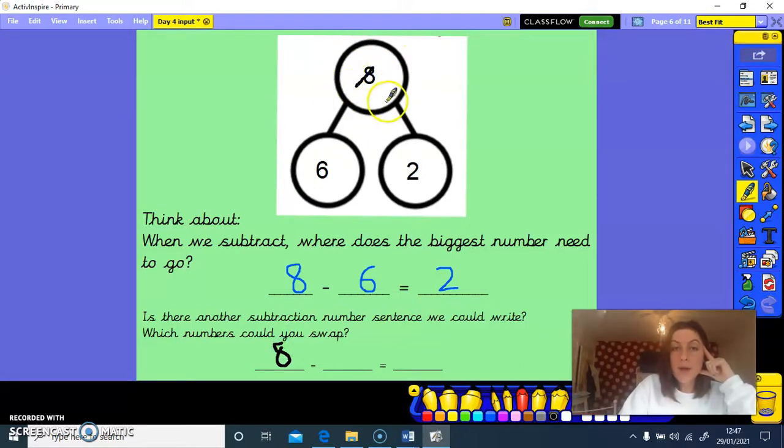It's the biggest number. I've already put 6 here, so this time I'm going to put 2, which leaves me with 6. Could I have done 6 take away 8 is 2? No. Could I have done 2 take away 8 is 6? No, because every time, which number must come at the start? The biggest. Well done. The biggest, the whole.